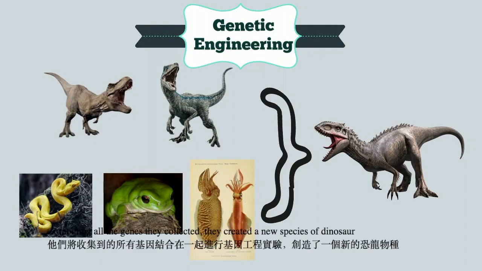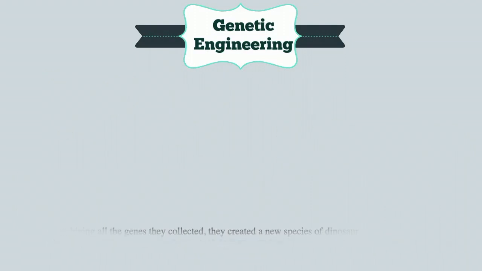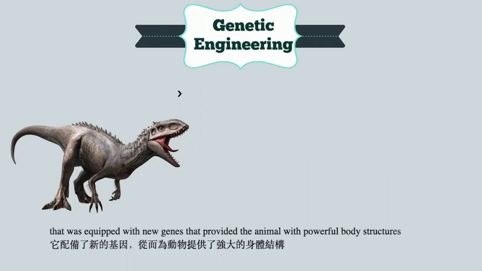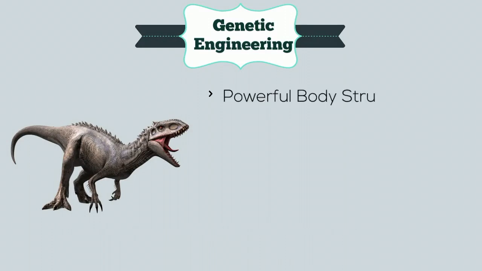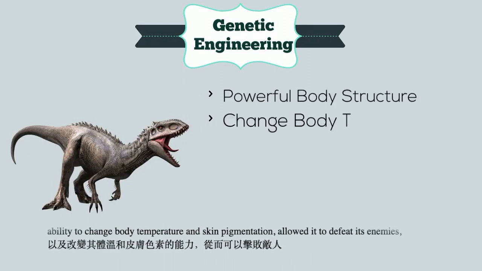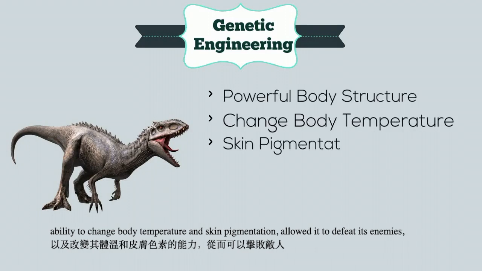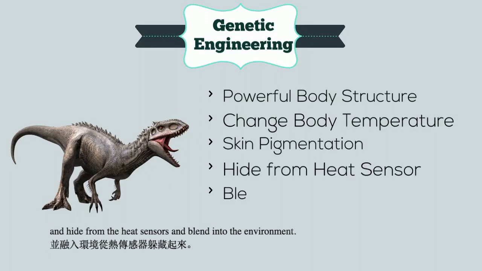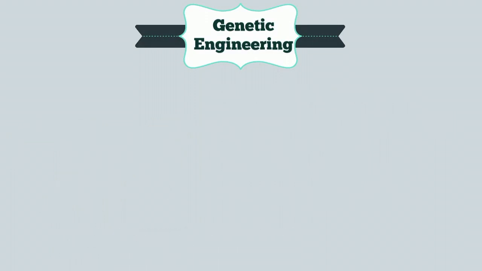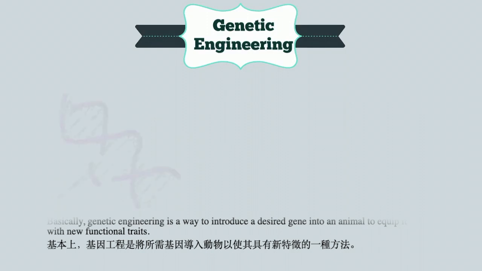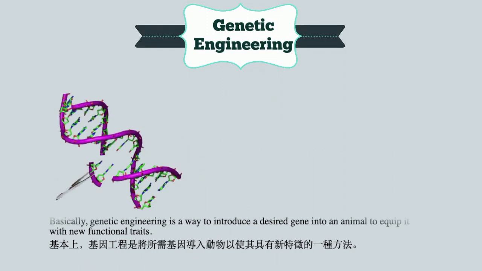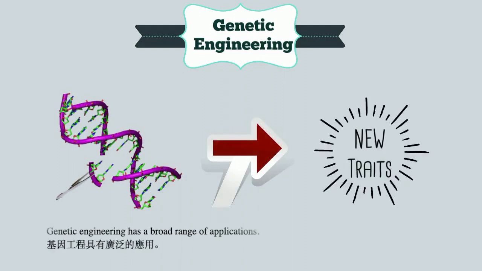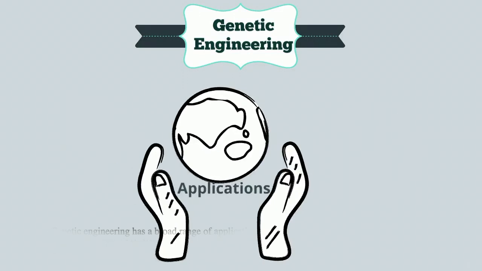Combining all the genes they collected, they created a new species of dinosaur that was equipped with new genes that provided the animal with powerful body structures and the ability to change its body temperature and skin pigmentation, which allowed it to defeat its enemies, hide from heat sensors, and blend into the environment. Basically, genetic engineering is a way to introduce a desired gene into an animal to equip it with new functional traits. Genetic engineering has a broad range of applications.